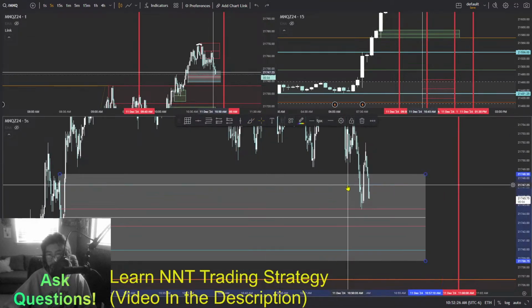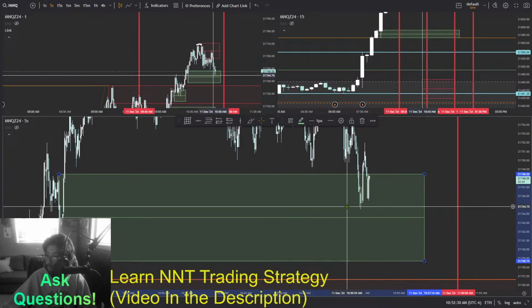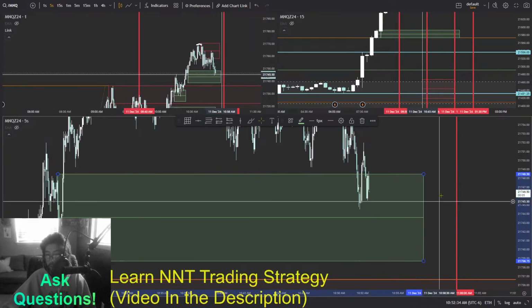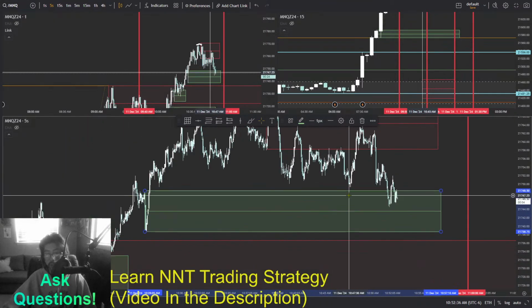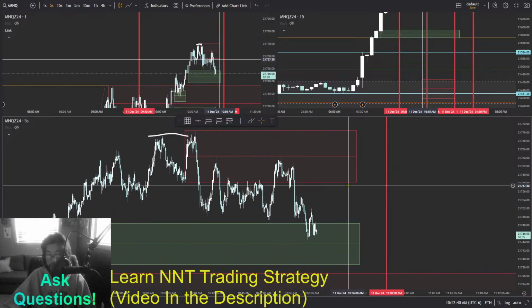So let's make this back to green. What I'll see is that it'll mitigate it, and then it'll touch the blue, then it'll slice right through. When that happens, I take my order off. It kind of sucks because I want to take a trade and then I see it mitigate. I'm just like, take the order off and wait for another play.